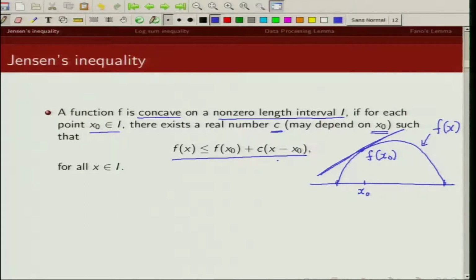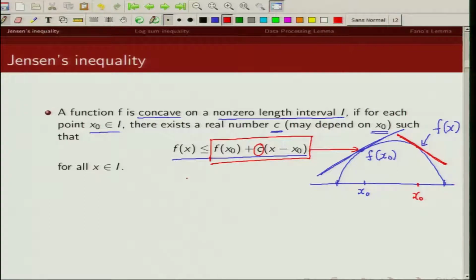This is a straight line passing through x naught. Now note that this c, the slope of this line, depends on the choice of x naught. For example, if I choose this as my x naught, then the slope is negative, so this is what the line is. So if the function is concave, I can draw a line passing through x naught and this function will lie below that. That is what I mean by a function being concave.